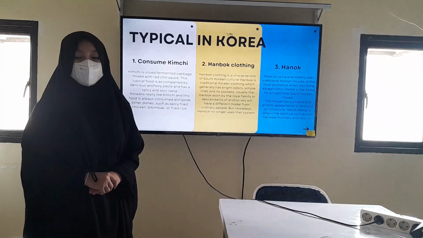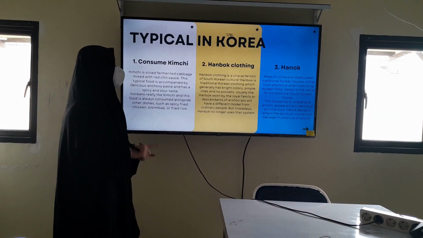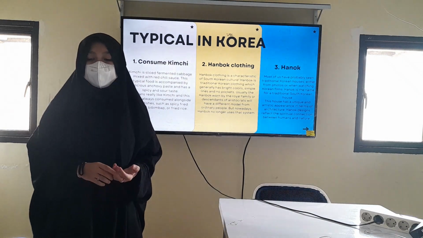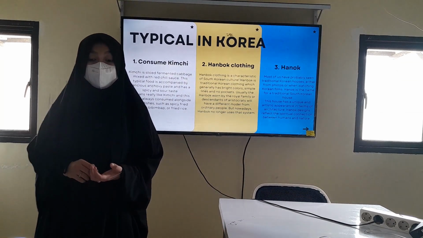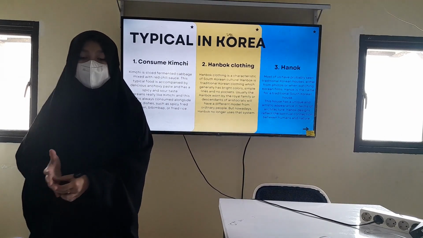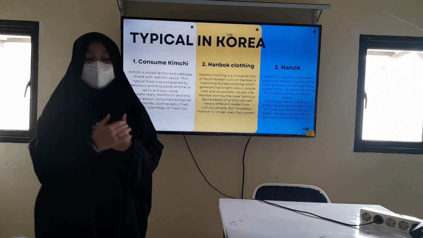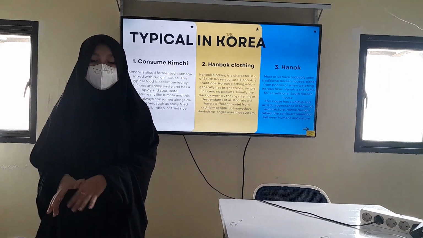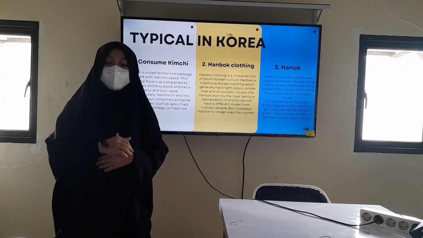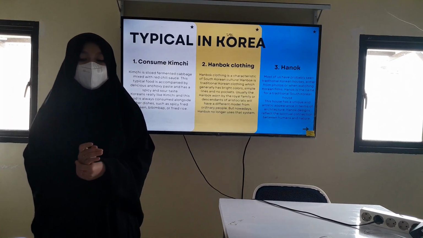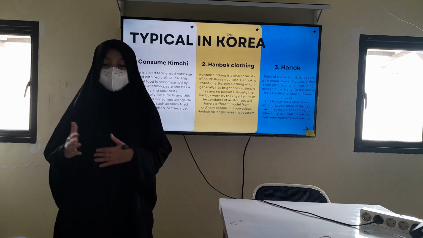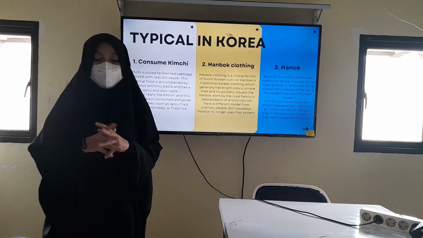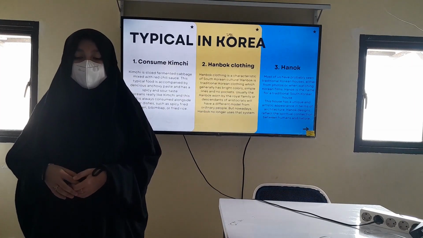Typical in Korea: kimchi. Kimchi is slightly fermented cabbage mixed with red chili sauce. This typical food has a spicy and sour taste. Koreans really like kimchi, and this food is always consumed alongside other dishes such as spicy fried chicken, bibimbap, or fried rice.